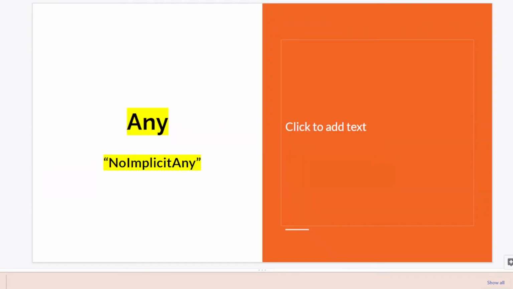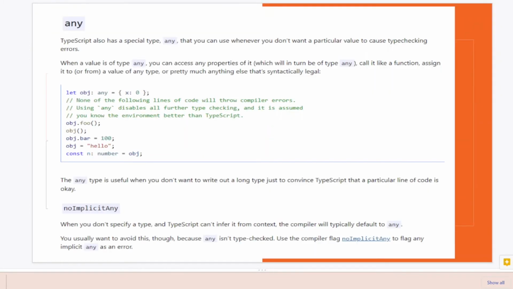There's also an any type in TypeScript, which essentially just means that instead of saying that you're creating an object of strings or an object of numbers or an array of numbers or an array of strings, you say, hey, I'm creating something and it could be anything. And so when a value is of type any, you can access any properties of it, which in turn will be of type any. You can call it like a function, you can assign it to or from a value, or pretty much anything that's syntactically legal. So the any type is useful when you don't want to write out a long type just to convince TypeScript that a particular line of code is okay.